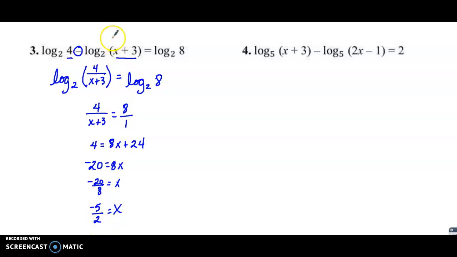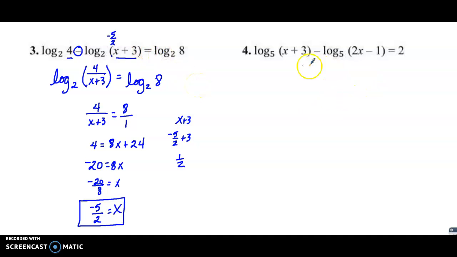Double check, if I were to plug a negative 5 over 2 in here for my x, this whole value, my x plus 3, must be a positive value. So if I plug in a negative 5 over 2 plus 3, negative 5 over 2 is the same as 2.5. So if I take 2.5 from 3, I'm going to be left with 1/2, which is a positive number. So that's a good value, so we will keep that. Even though it's negative, it's okay, because when I plug it in, I still have a positive number.